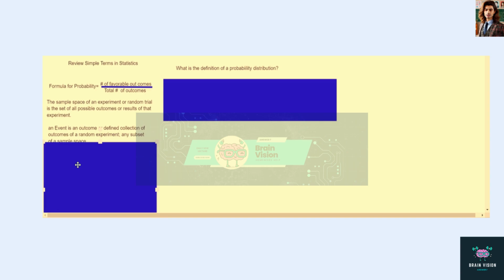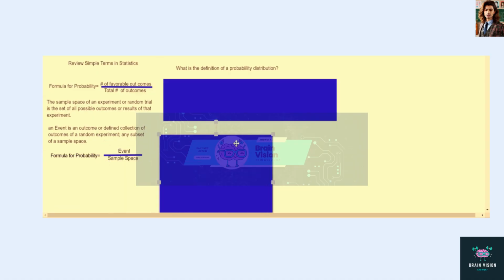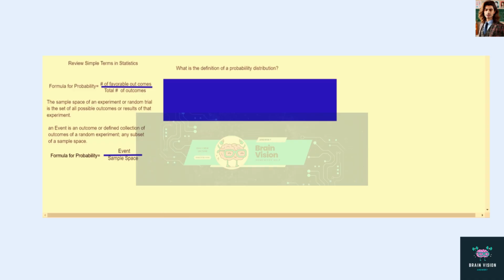Next, we must remember that we have events. An event is an outcome or defined collection of outcomes of a random experiment. Another definition of it is any subset of a sample space. Pretty straightforward. It's the same thing as the favorable outcomes we discussed before. So then our formula for probability becomes the event divided by your sample space.